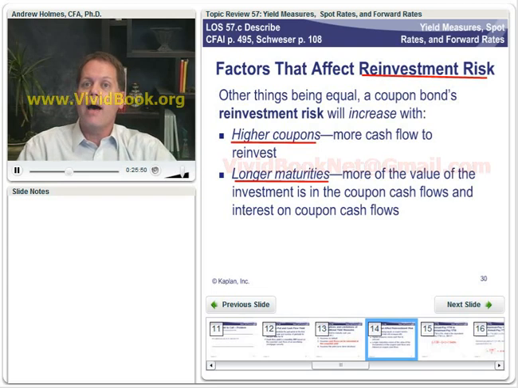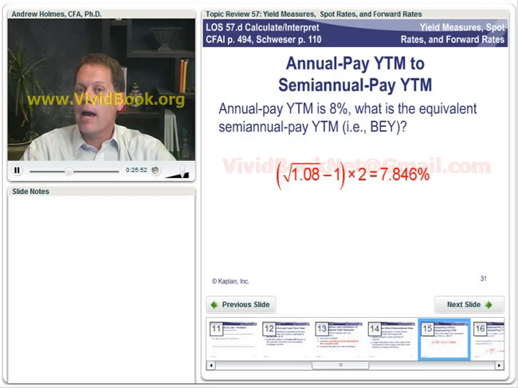What about annual pay yield to maturity to semi-annual pay yield to maturity? We've already really done this in our little problem we looked at. But if we have an annual pay yield to maturity of 8%, what is the equivalent semi-annual yield to maturity? That is, what is this BEY? So you have a security that makes payments annually, has a yield of 8%. Well, what is the equivalent bond equivalent yield?